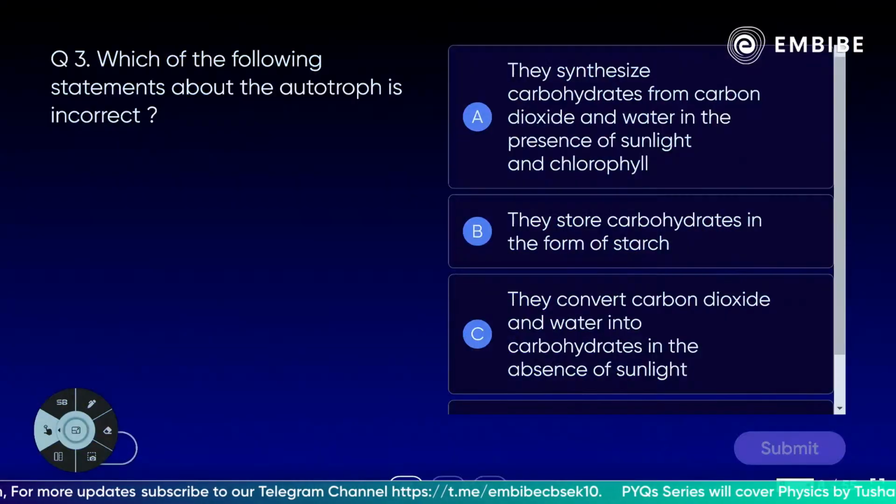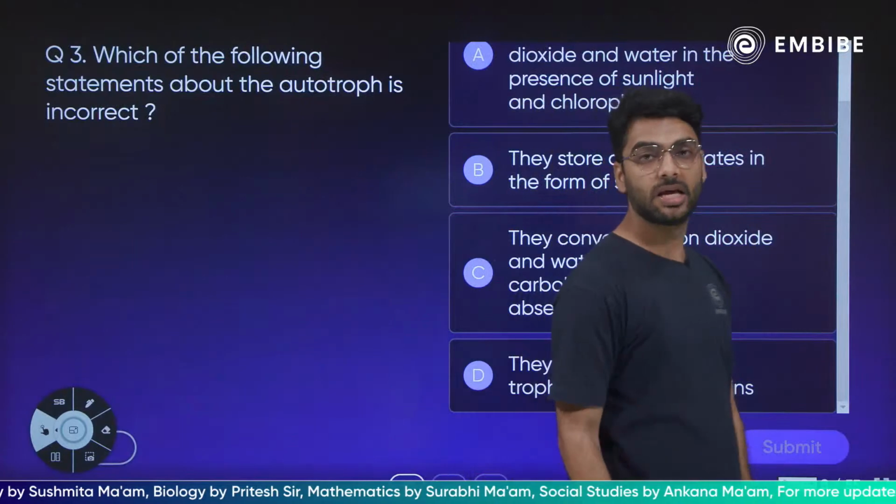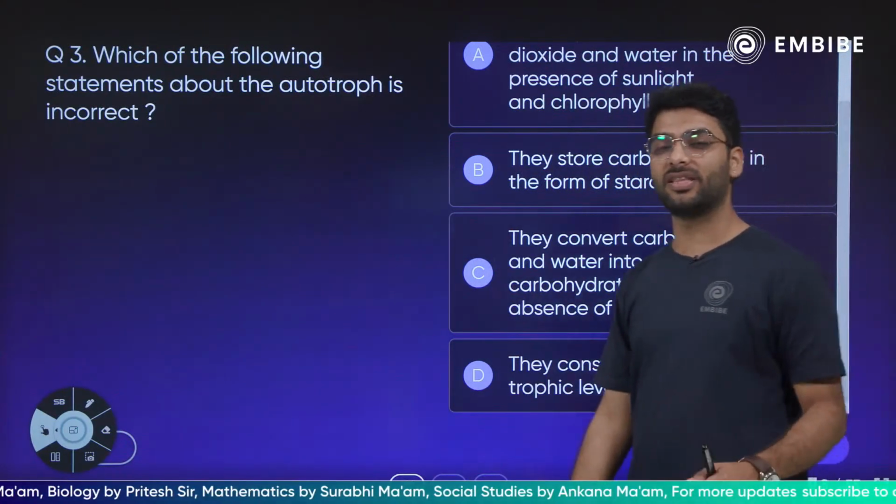Which of the following statement about autotrophs is incorrect? Incorrect. We have to find the odd one out. They make carbohydrates from carbon dioxide and water in the presence of sunlight and chlorophyll. They store carbohydrates in the form of starch. They convert carbon dioxide and water into carbohydrates in the absence of sunlight, and they constitute the first trophic level in the food chains. Okay, so Rupanjana has already given the answer as C.